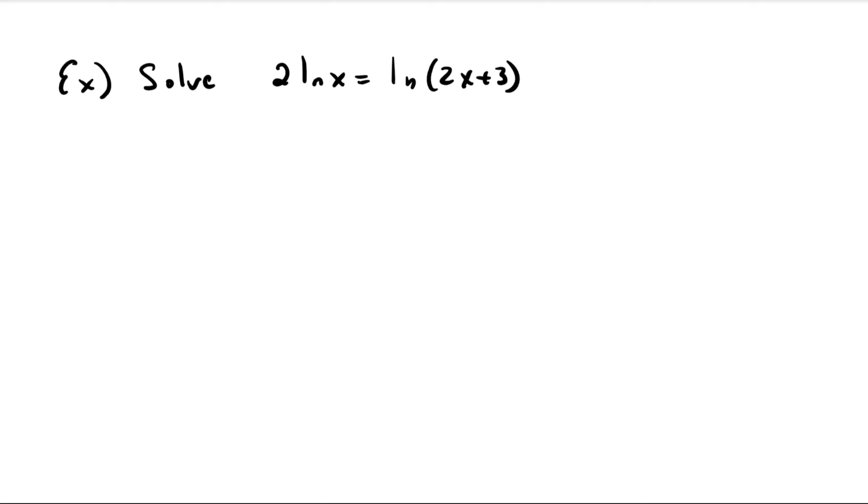So here we want to solve 2 ln of x is ln of 2x plus 3. As you can see, we have logarithms on both sides here, okay? And implicitly, I can see that x will have to be positive in my final answer, and 2x plus 3 will have to be positive.